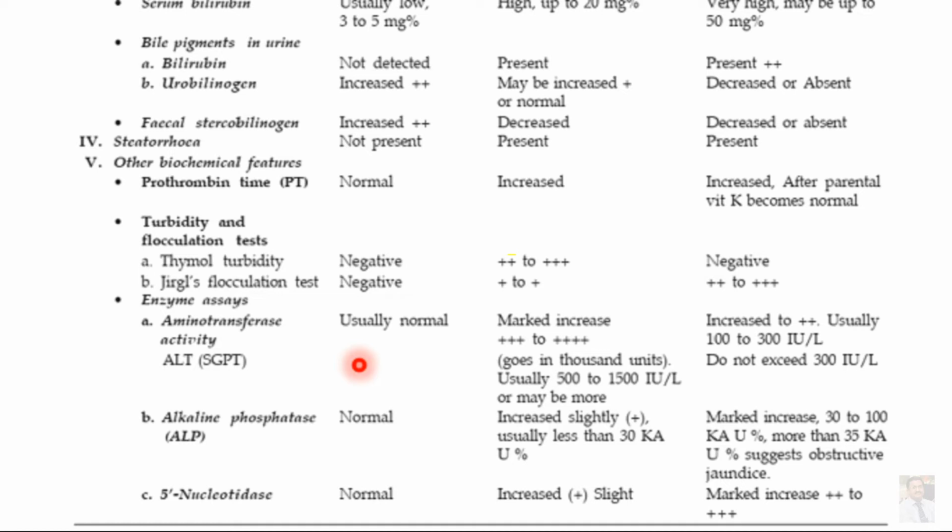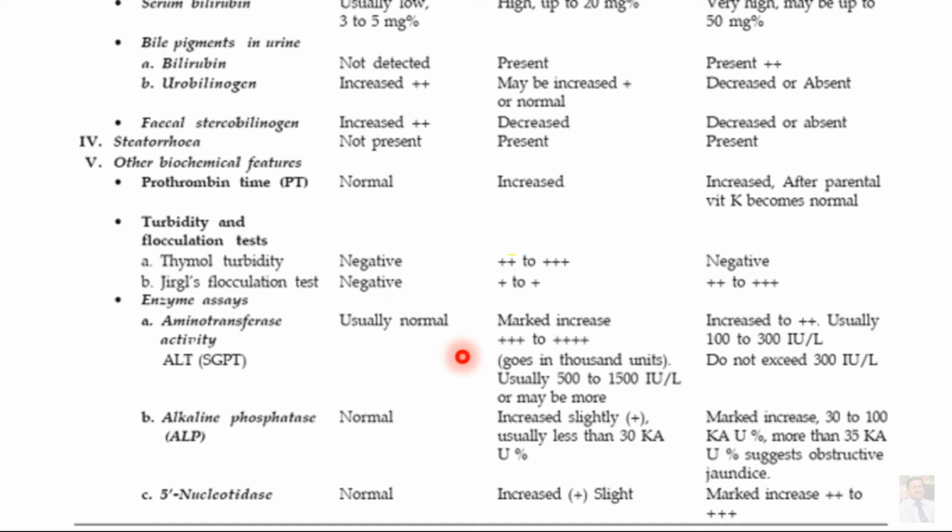Usually it is normal in the first case, as you can see here, and in the second case 3 plus to 4 plus, and in the third case only 2 plus. So this is the clear indication. If ALT is normal, that is hemolytic. If it is increased, this may be possible for both cases, that is hepatic and also obstructive jaundice.